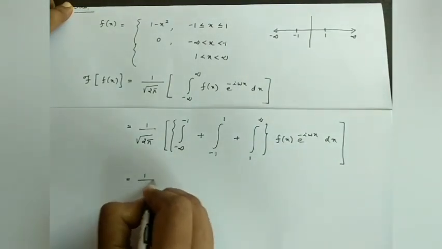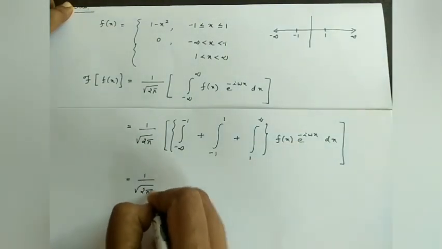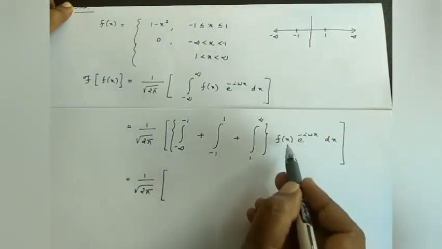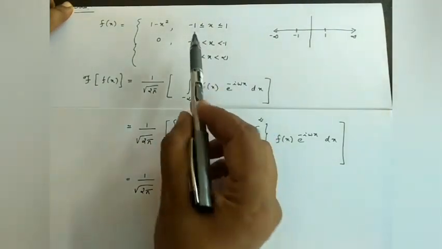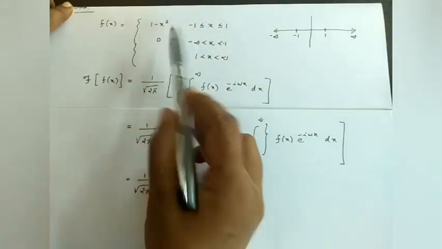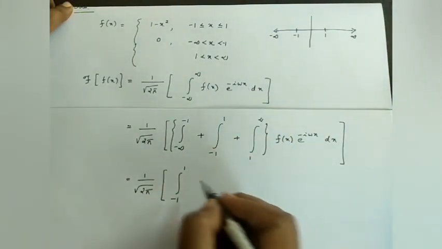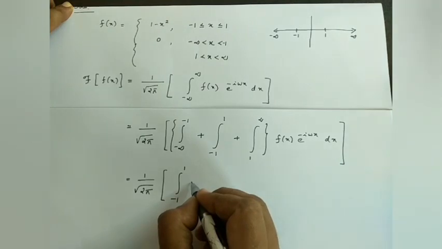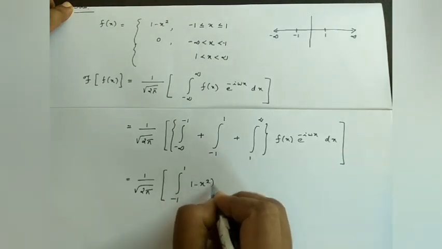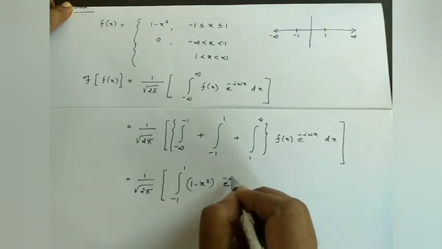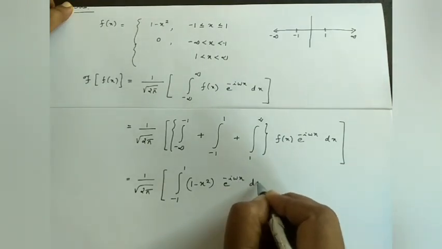We know that from 1 to infinity only we have the value of this function. From minus 1 to 1, the value of the function is 1 minus x square. Therefore, I am writing from minus 1 to 1 only. In the place of f of x, I am writing 1 minus x square, e raised to minus i omega x dx.